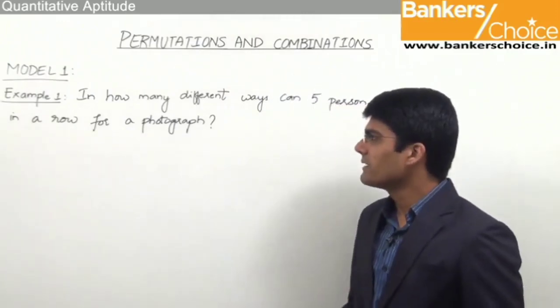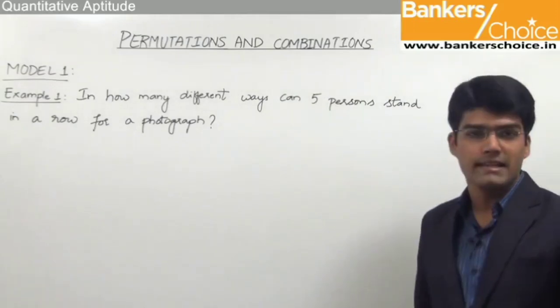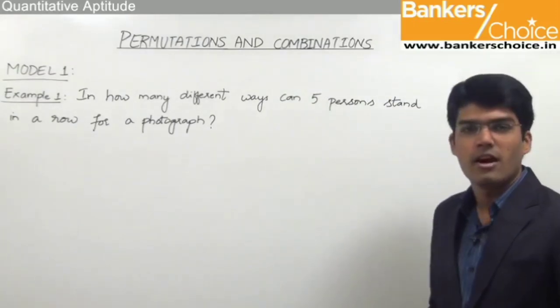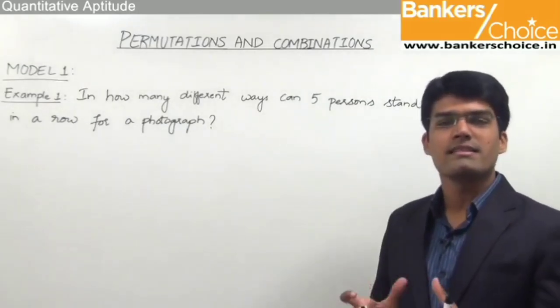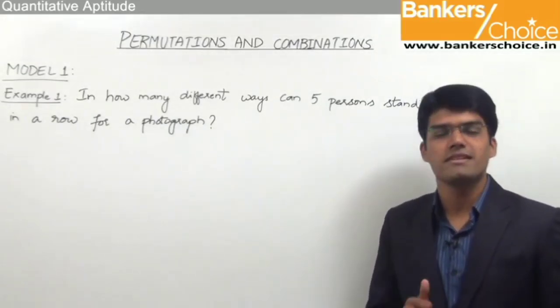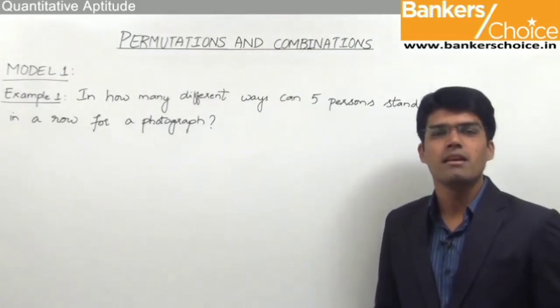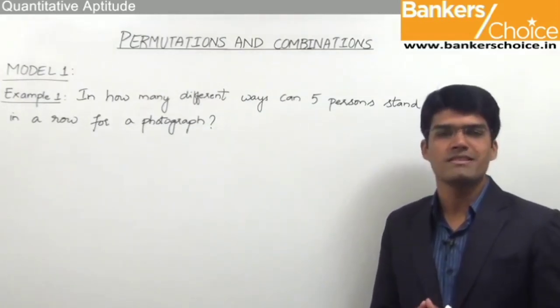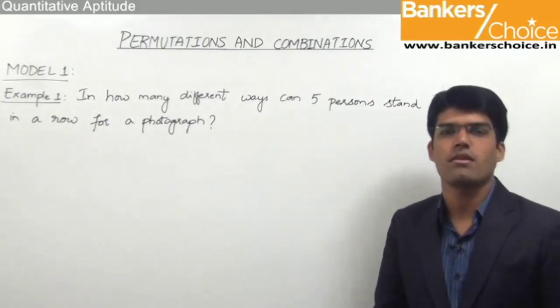The first example here is, in how many different ways can 5 persons stand in a row for a photograph? In how many different ways can 5 persons stand in a row or in a line such that their photograph can be taken? Before solving any question, we first need to decide, is it a permutation or a combination question? And that can be done by checking whether the order or sequence is important or not. So let's see whether sequence is important in this question or not.